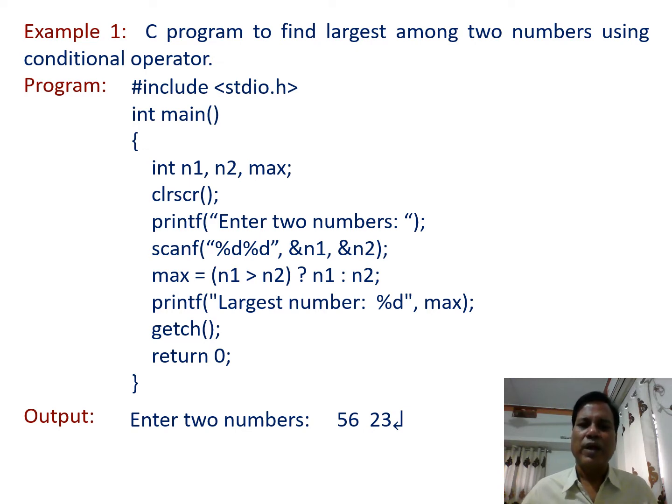After this, the printf statement prints the largest number. With the percentage d format specifier, the value of max gets printed. So the output, largest number: 56, gets printed.